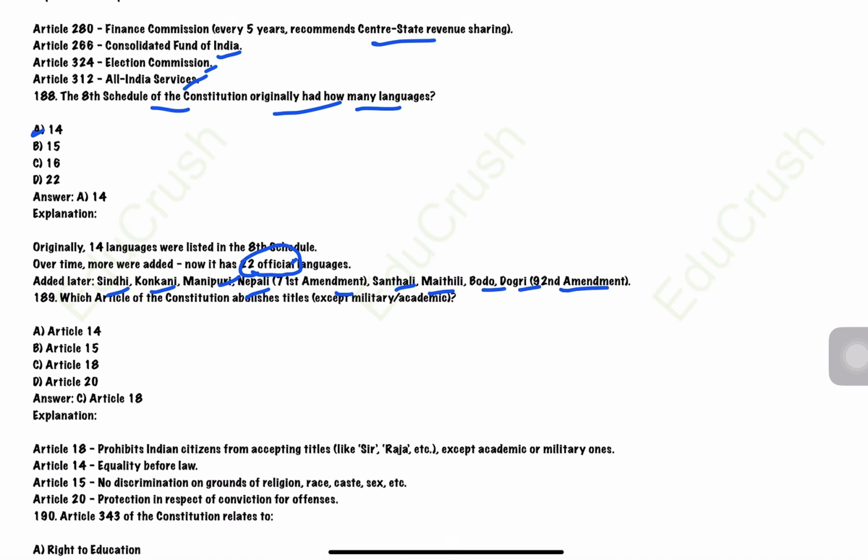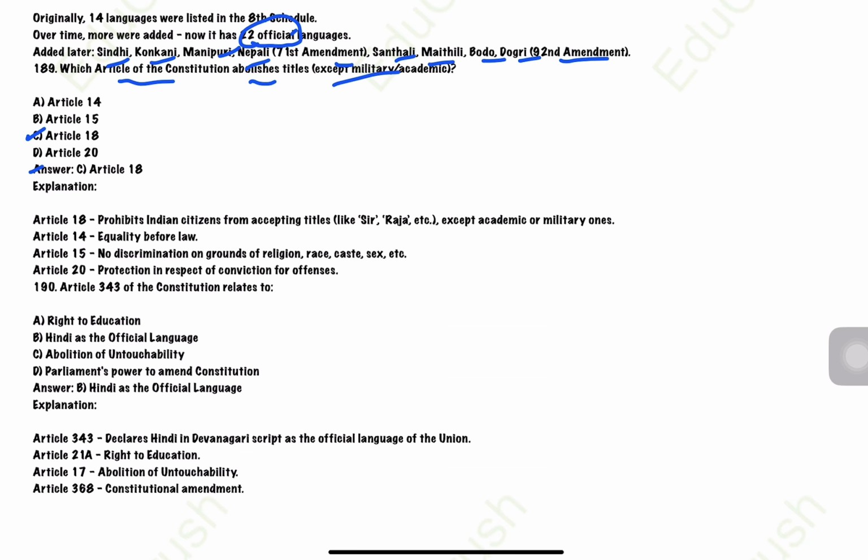Next question, which article of the Constitution abolishes titles except military and academic? So Article 18. So Article 18 prohibits Indian citizens from accepting titles like Sir, Raja, etc., except academic or military ones. Article 14 equality before law. Article 15 no discrimination on grounds of religion, race, caste, sex, etc. Next, Article 20 protection in respect of conviction for offences.